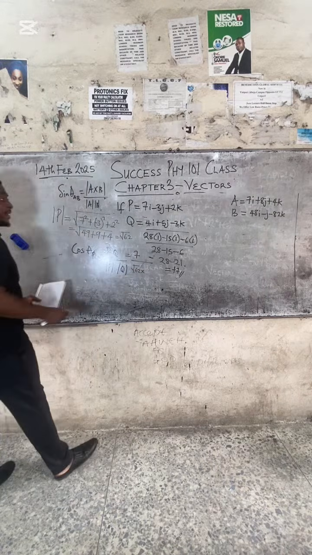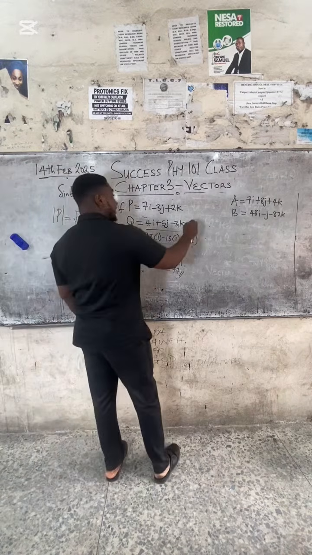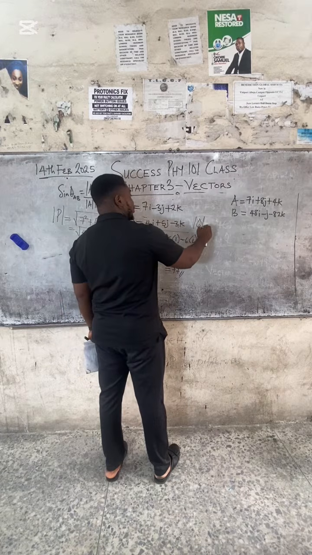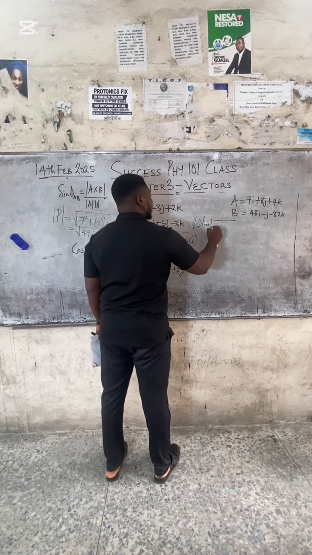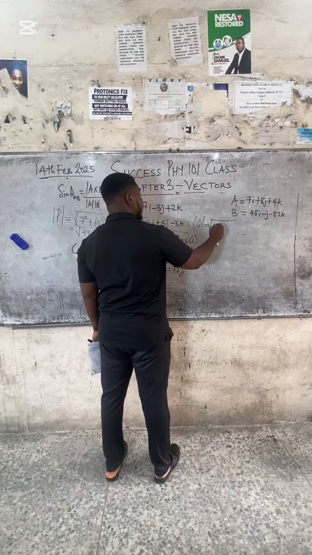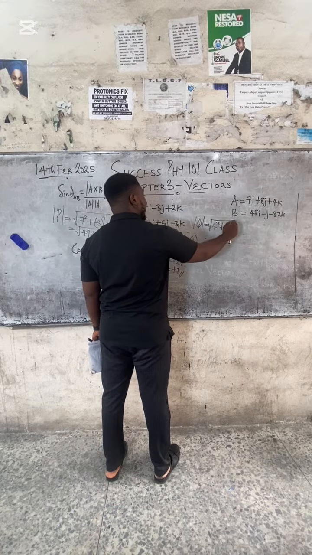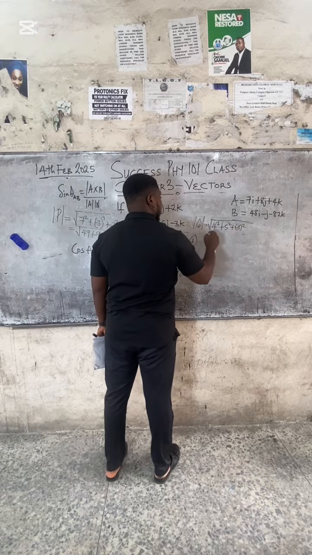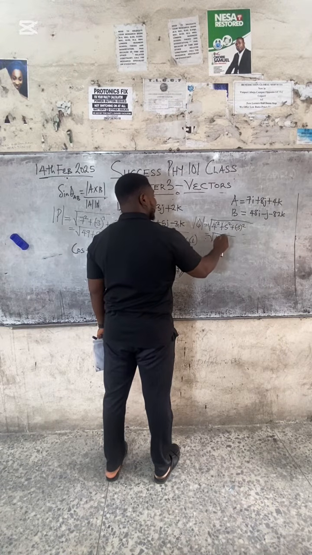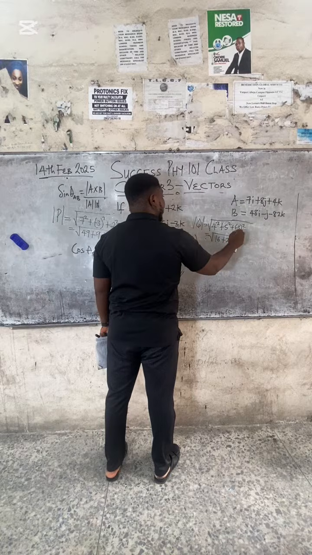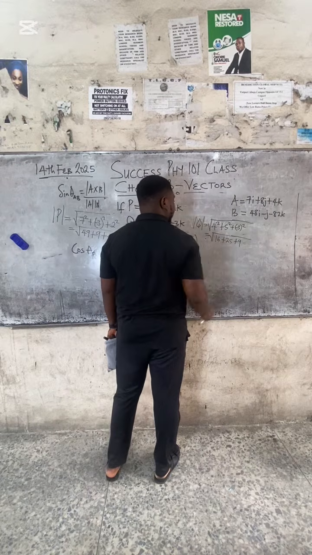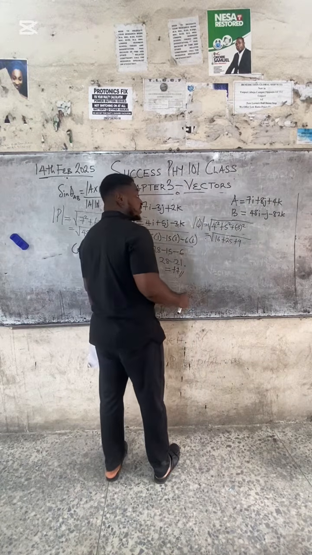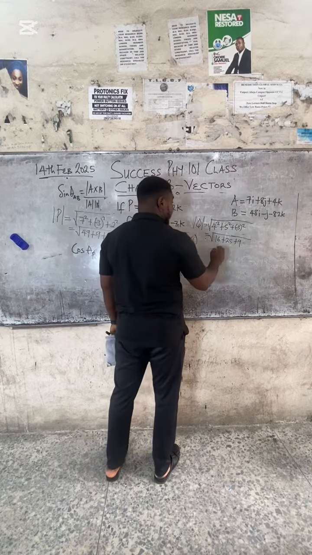Magnitude of Q. Let's go and find the magnitude of Q on this side. The magnitude of Q will be square root. Take 4, square it. Take 5, square it. Take minus 3, square it. So you have root, 4 square is 16, 5 square is 25, minus 3 square is 9. 16 plus 25 plus 9 is 50, root 50. Everything is root.